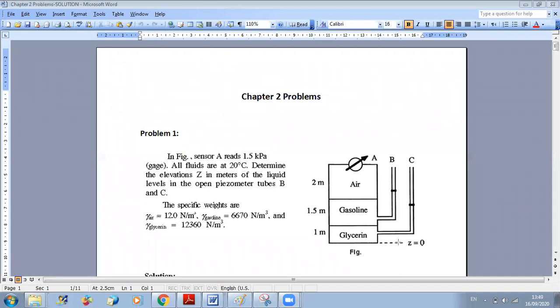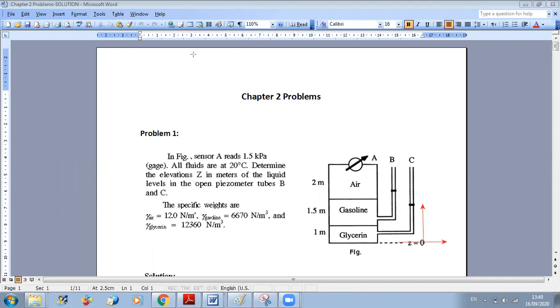So this is our reference line, as we said. This is our reference line. And we want to find the elevation of glycerin in this tube. Okay, so we will proceed in the same way. We will move from point A to this point.